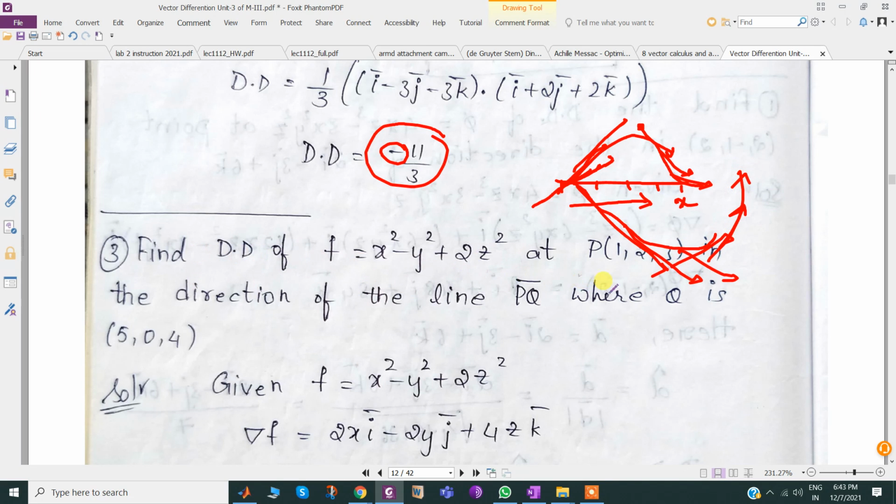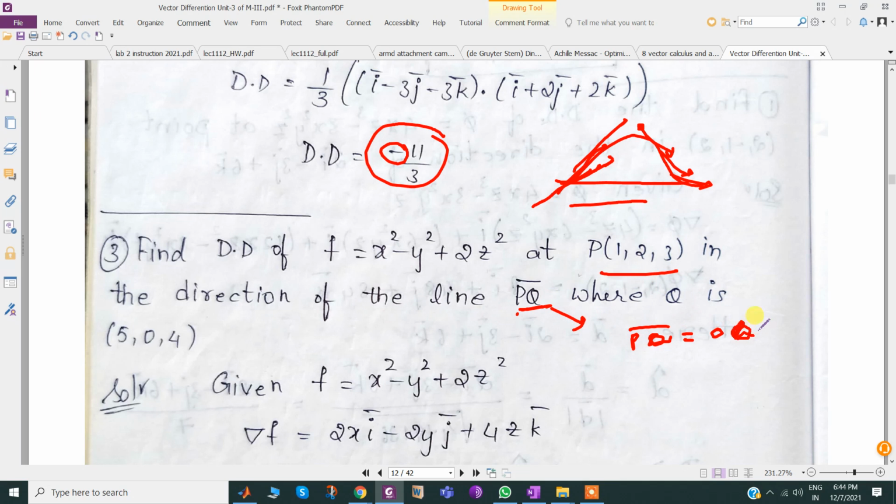Find the directional derivative of phi at a point P(1, 2, 3) in the direction of the line PQ bar. P is a point on the surface and Q is somewhere in the space. I need to join them. So PQ bar is equal to, I may write, the position vector of Q first, OQ bar minus OP bar.